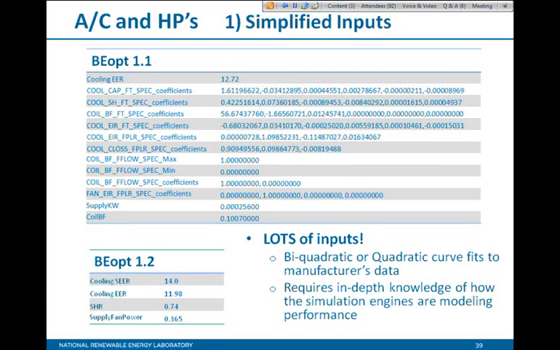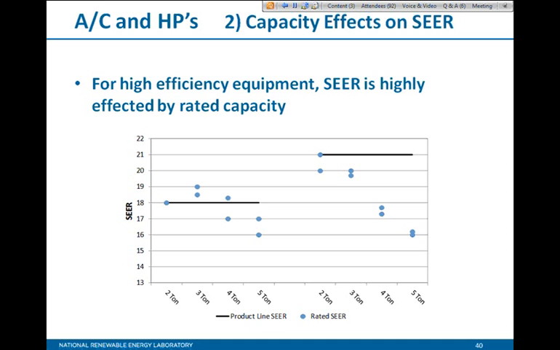So moving on to the next topic. When Dylan was going through a lot of this manufacturer data, one interesting thing that he discovered was that for high efficiency equipment, so we're talking about SEER 18 and SEER 21 air conditioners, the rated SEER is highly affected by the nominal capacity of the air conditioner. And so you can see those trends on this plot.